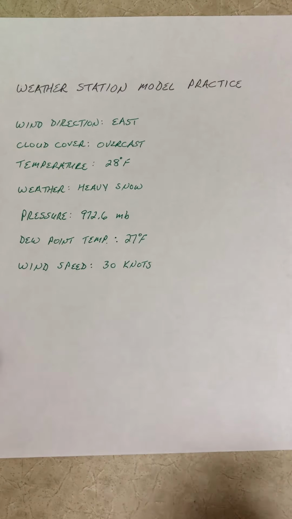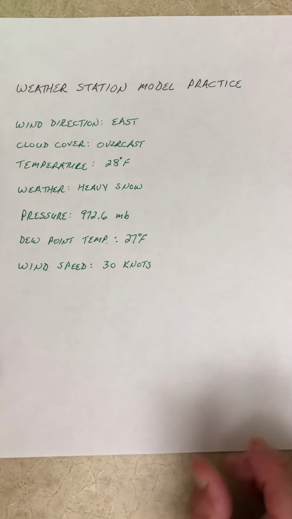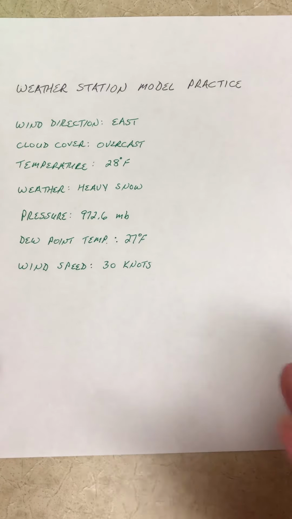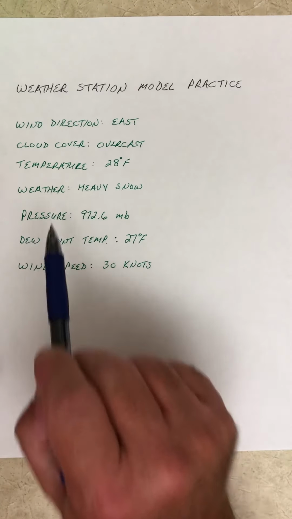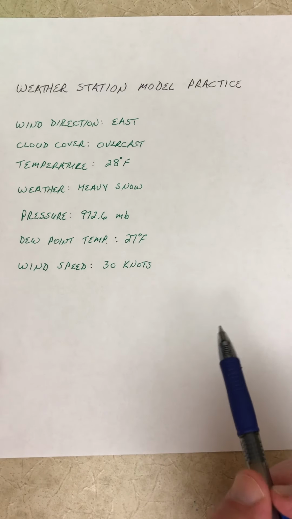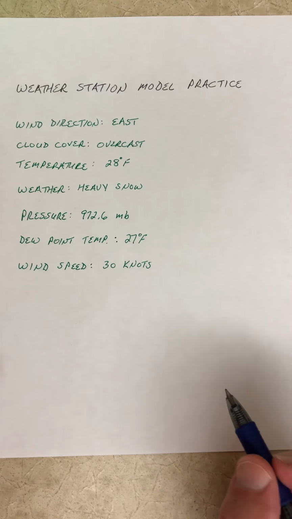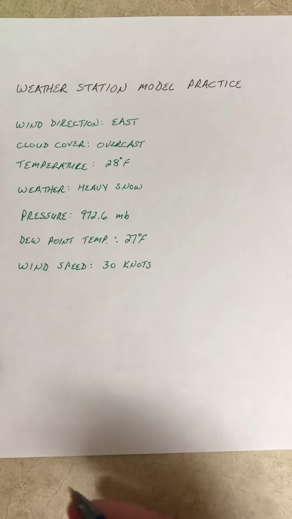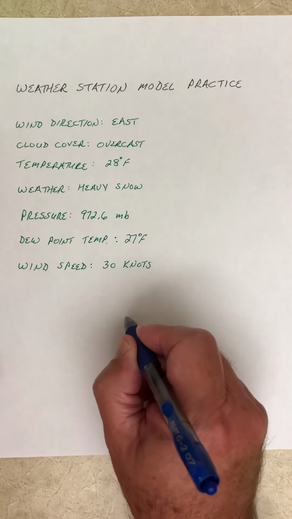Hi class, let's finish off chapter 1 by doing a practice problem on weather station models. I've given you some observed data here for a weather station. Let's draw it out. What would this look like on that weather station?